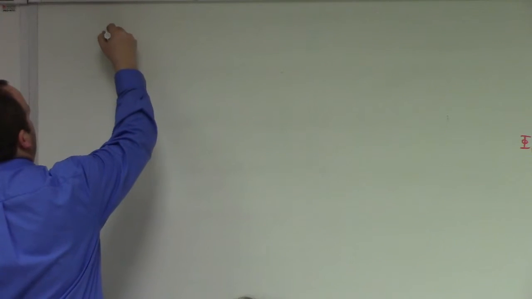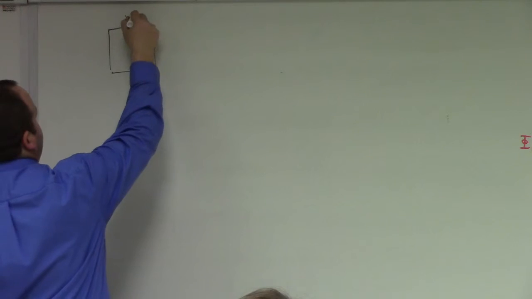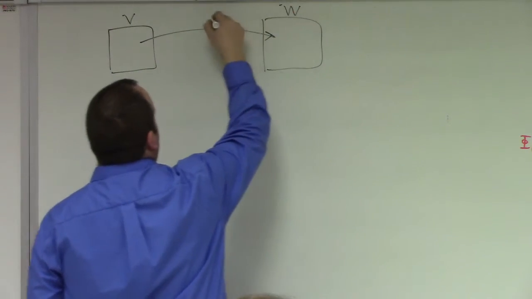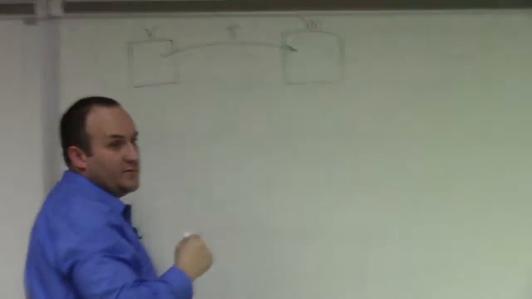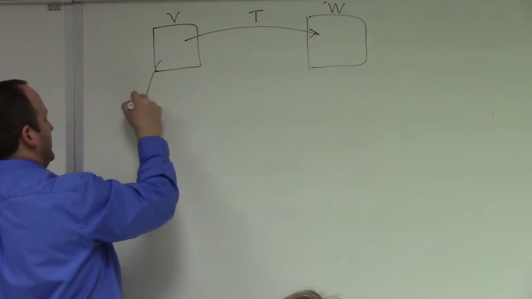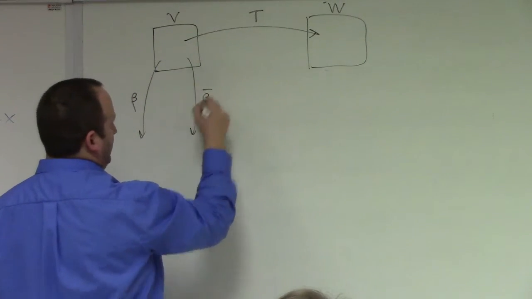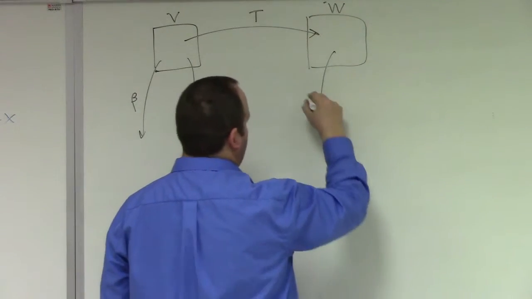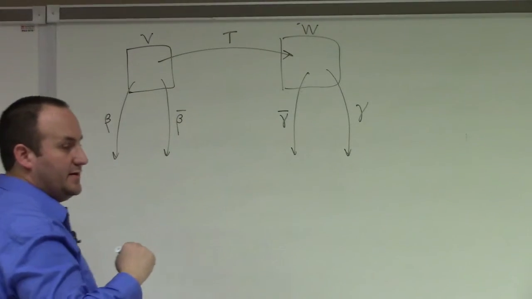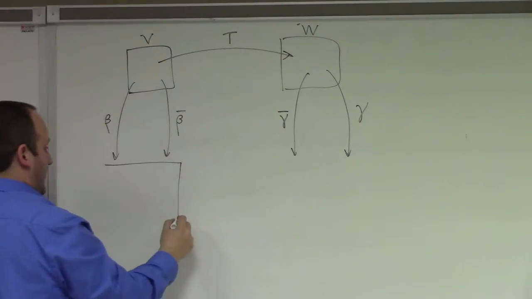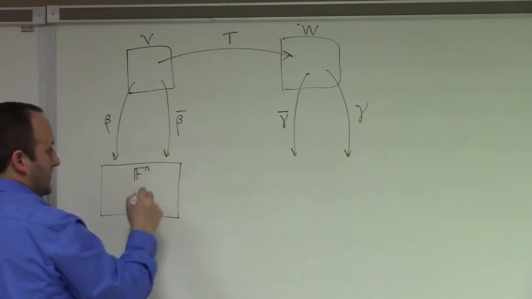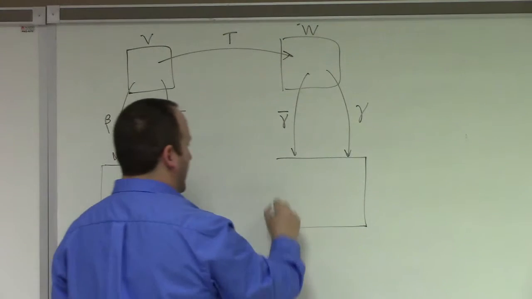If we have a linear transformation from V to W, both of these vector spaces over a field F, and if I have the beta and beta bar coordinates, and gamma and gamma bar coordinates, for the purposes of my diagram it's convenient to do this. I could view both of these as mapping down to a copy of Fn, and I can view both of these as mapping down to a copy of Fm.